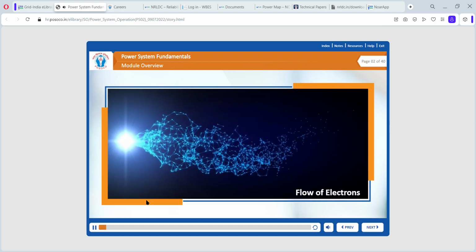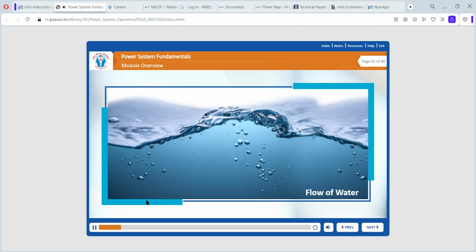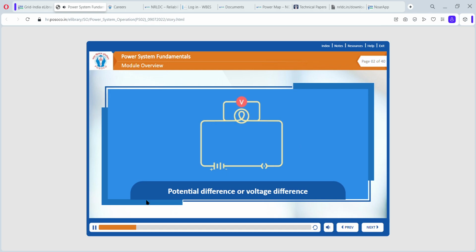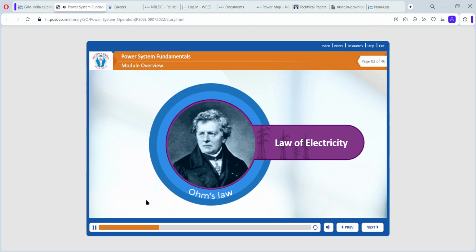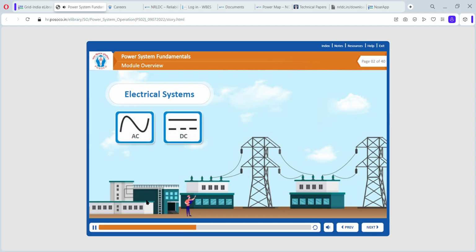Electricity is nothing but the flow of electrons. Electricity flow is similar to the flow of water. Potential difference or voltage difference is required for current flow. Ohm's law explains the relationship between voltage, current, and resistance in the flow of electricity. Depending on direction of current, electrical systems can be AC or DC system.